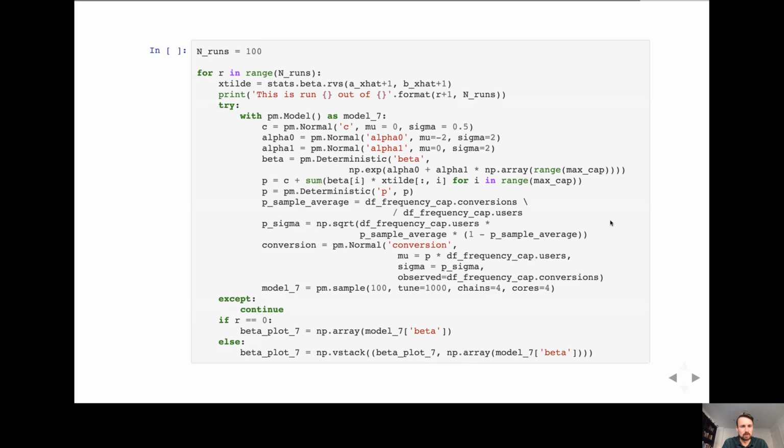So this is what the code looks like. In this case, we take 100 runs, and each time we do a random draw from our beta distribution to create an x tilde, which we will use for estimation instead of our x hat. So this is randomly sampling, and in each iteration we take 100 samples and use them to come up with a new posterior distribution.